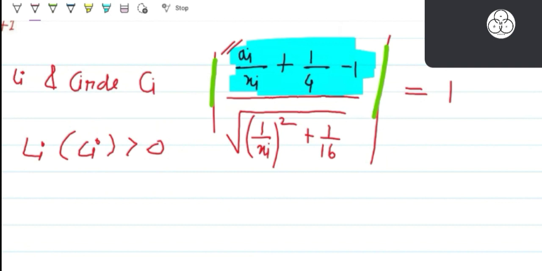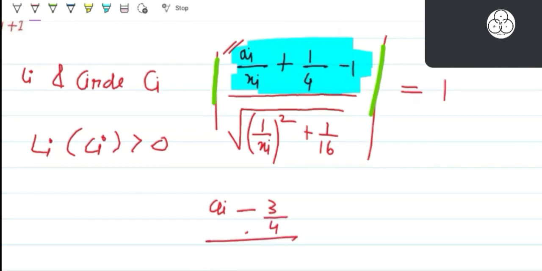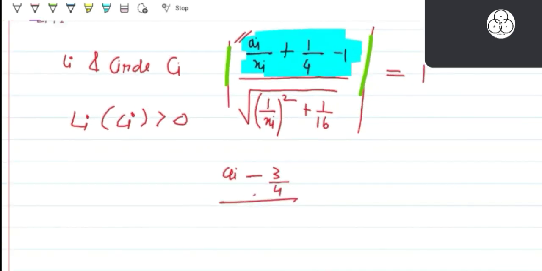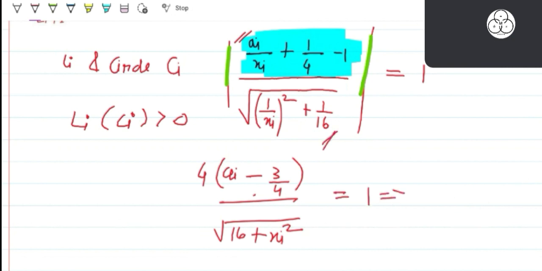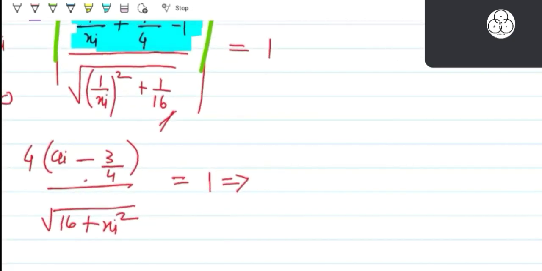So here simply we are going to open the modulus: ai minus 3 by 4, divided by the root of 16 plus xi whole square, with the 4 multiplied. The value of the square root is always positive, so we don't need to bother about that. This will give us 4 times ai, 4ai minus 3.